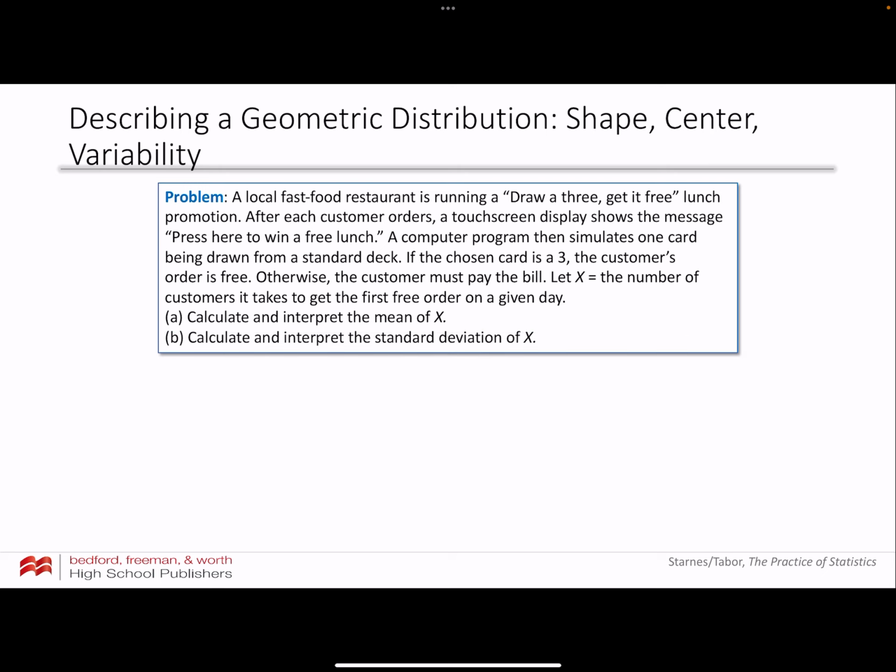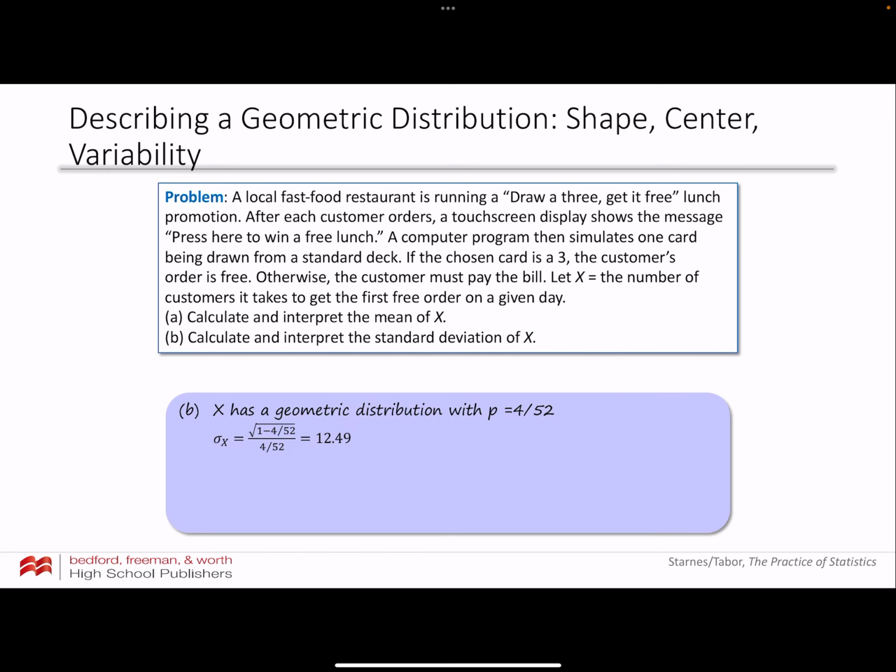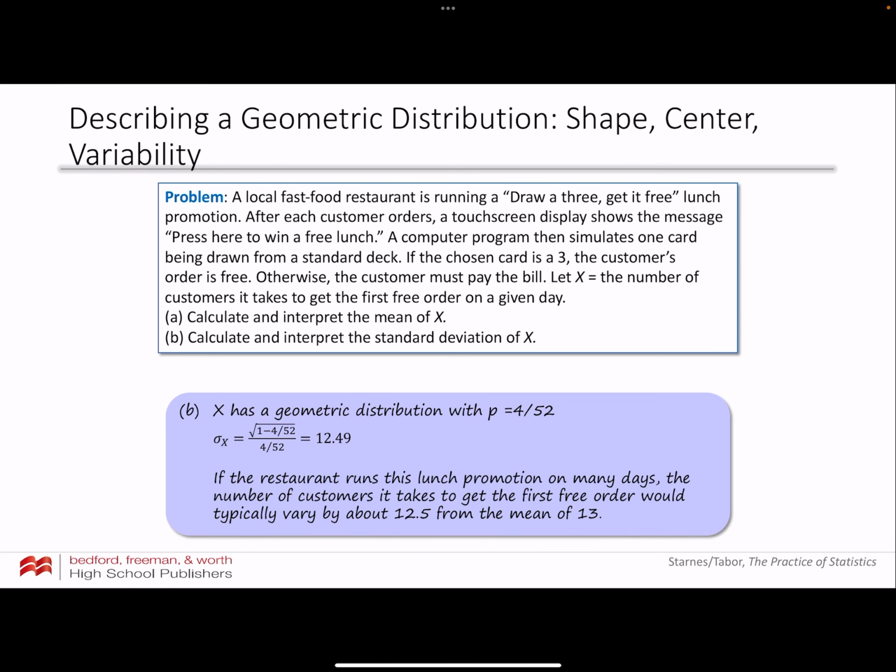So now we're going to look at the standard deviation. Remember, standard deviation is the square root of (1 minus p) over p. So you can see that we plugged in here. You're going to have to use the calculator to plug in. You get 12.49, and interpret it. So again, remember, this is all about the long run. If the restaurant runs this lunch promo on many days, the number of customers it takes to get the first free order would typically vary by about 12.5 from the mean.